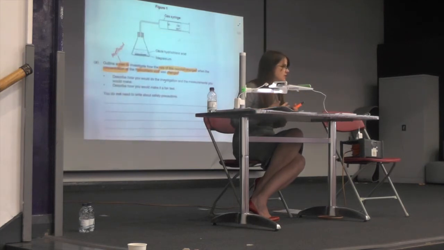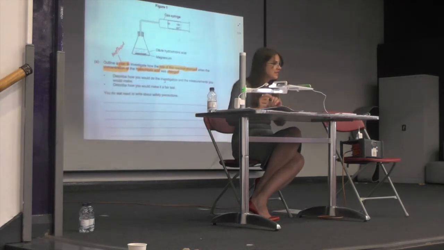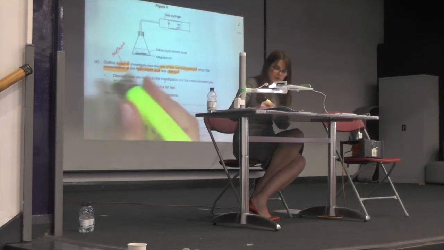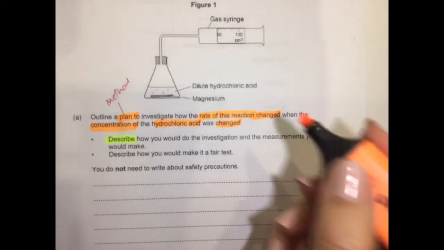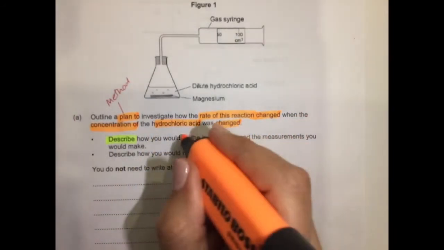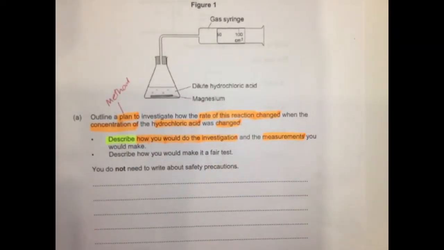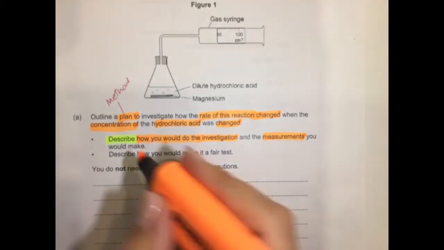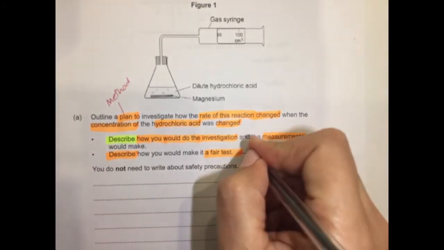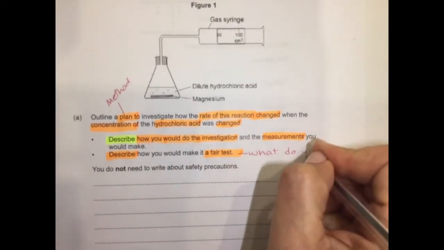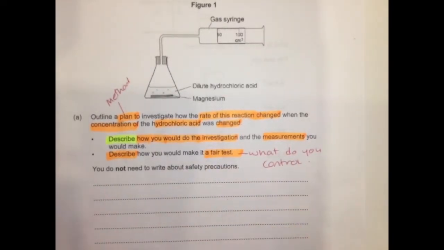But that isn't enough for this question, because it's saying, describe, and remember that means state facts or a procedure accurately. Describe how you would do the investigation. So what are you going to do? And the measurements you would make. That's the first part of the question. And the second part is, describe how you would make it a fair test. And a fair test means, what do you control? You don't need to do anything about safety. They're not asking about safety.